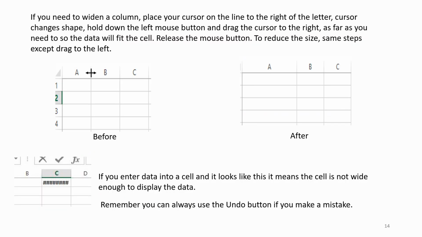If you need to widen a column, place your cursor on the line to the right of the letter. Cursor changes shape. Hold down the left mouse button and drag the cursor to the right as far as you need to so the data will fit in the cell. Release the mouse button. To reduce the size, same steps except drag to the left. Before and after. If you enter data into a cell and it looks like this, it means the cell is not wide enough to display the data. Remember, you can always use the undo button if you make a mistake.